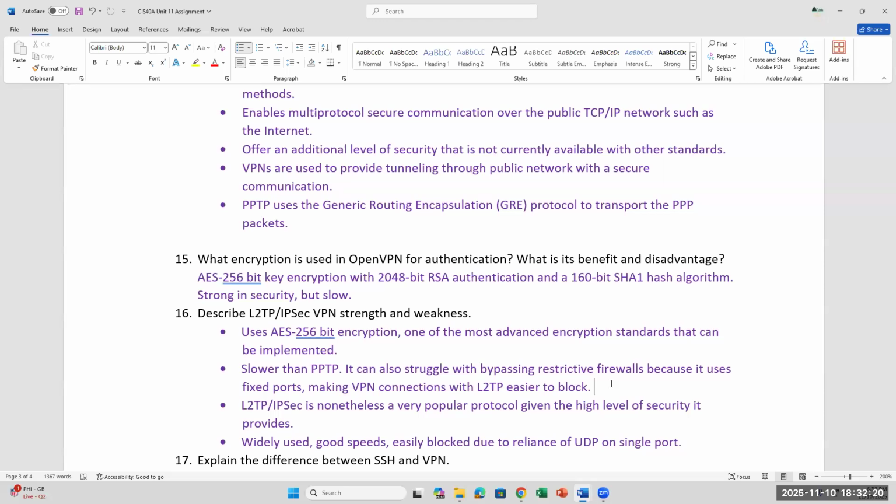Okay. So do I want security? Yes. But on the downside, I might have issues with blocks. It is a common type of service and protocol that's used for remote access, and you're going to see it abundantly used in infrastructure nowadays. And it does give you throughput.